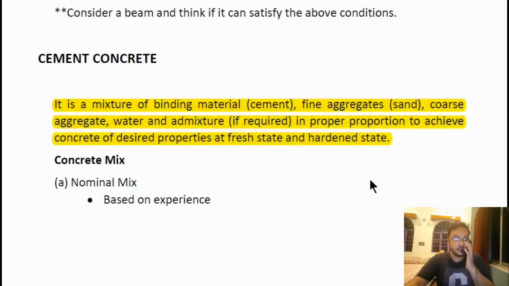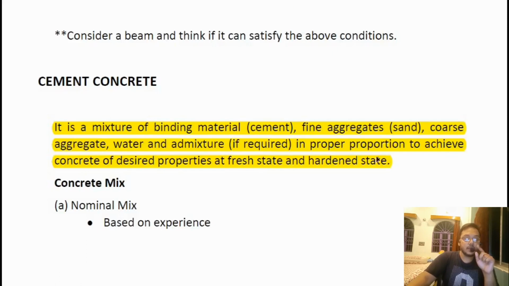Let's highlight this sentence. So a cement concrete should be made up of some binding material, which we find in the cement. Cement works as our binding material, and next comes the fine aggregate, that is our sand, coarse aggregate, that is the stones that we use, next is the water, and admixture if it is required, in some certain proportion to achieve the concrete of desired properties at fresh state.